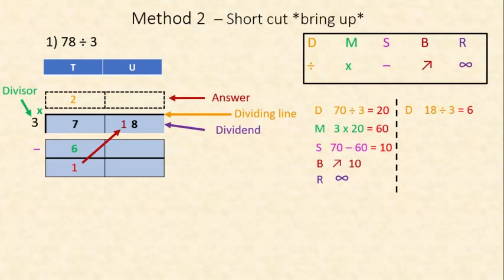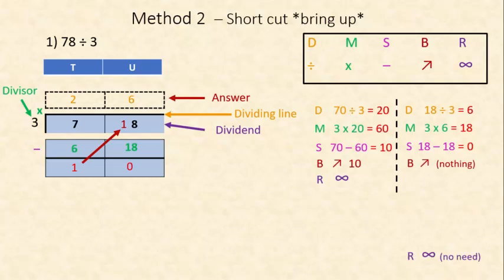Divide. 18 divided by 3 equals 6. Multiply. 3 times 6 equals 18. Subtract. 18 subtract 18 equals 0. And there is nothing to bring up, and we don't need to repeat. So our final answer is 26.